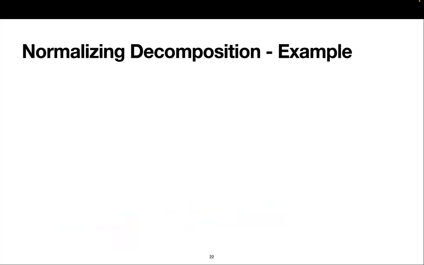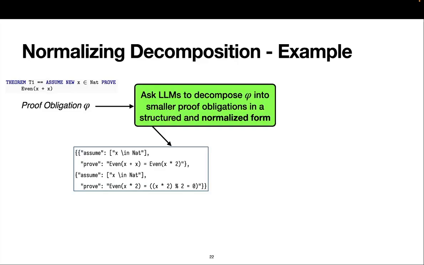Now let me show you a concrete example of normalizing decomposition. Our proof obligation is here. We ask the LLM to decompose this into normalized form. The LLM returns two subclaims as JSON objects. As you can see, each subclaim is just a set of Boolean expressions including the assumptions and the goal.